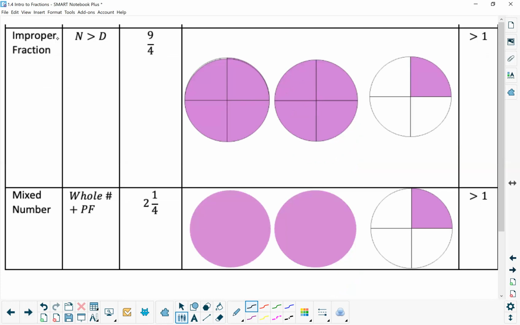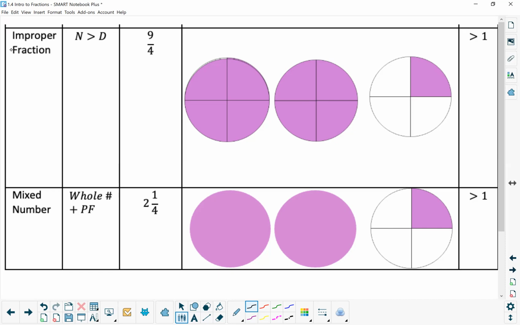An improper fraction is where the numerator is greater than the denominator. So 9/4, you can see our circles here, each one divided into 4 pieces because that's what the denominator tells us. And 9 of those pieces are shaded in. An improper fraction has a value that's greater than 1.